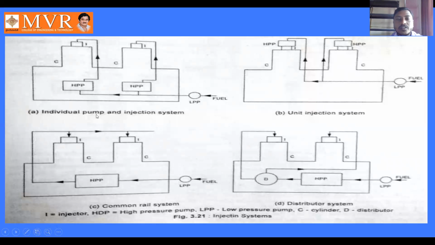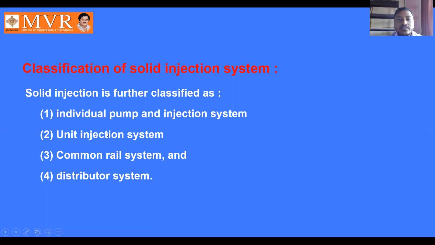We can observe the diagram of the individual pump and injection system. Here the I symbol indicates the injector. HDP means high pressure pump, and we can observe the high pressure pumps. LPP means low pressure pumps, which we use in some places. C represents the cylinder, and D means a distributor. These are some of the components which we use in the solid injection system.